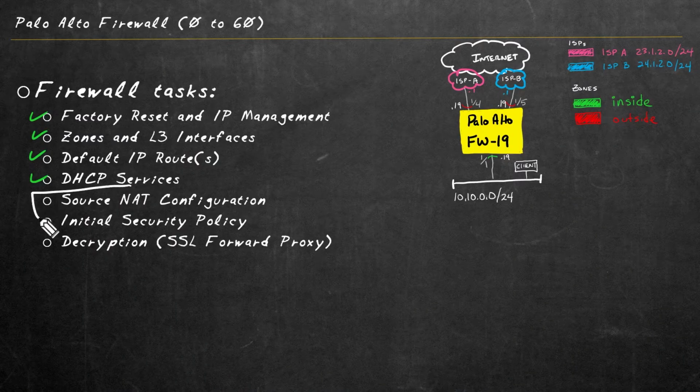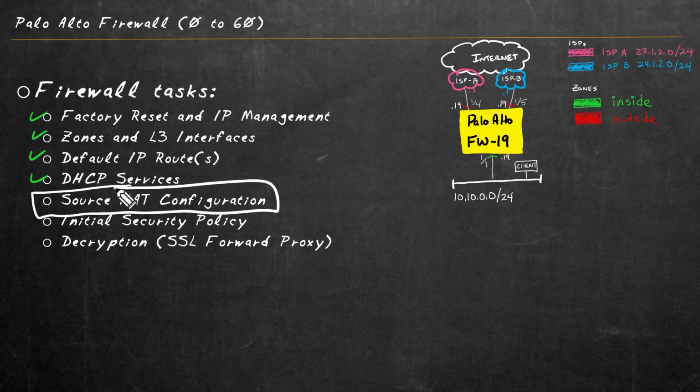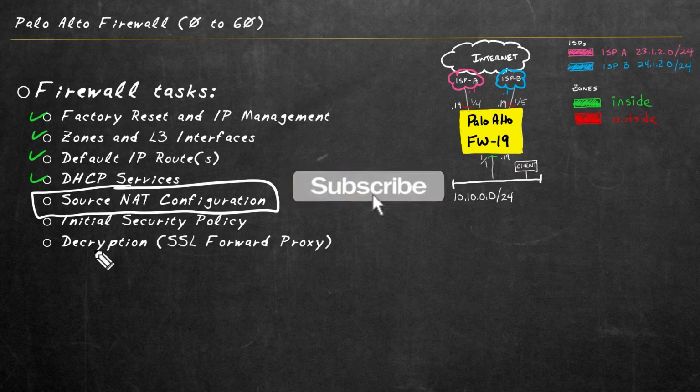In this video, we're going to continue our journey by configuring Source NAT on the Palo Alto Firewall to do source address translation when clients on the 10.10.0 network try to go out to the internet. So in our playlist, we are right here. And if you missed any of these previous videos, there's a link in the description for this entire playlist, so you can jump back to any of the videos you want to check out.